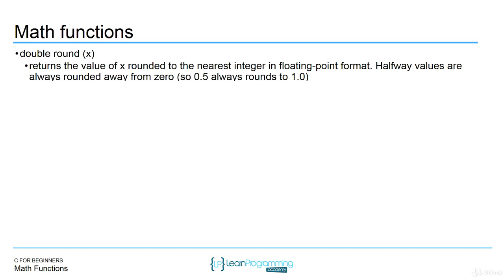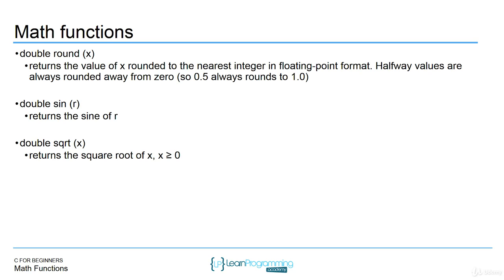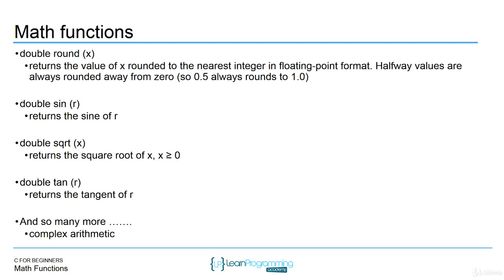Other functions, round. This will round a number to the nearest integer in floating point format. Halfway values are always rounded away from 0, so 0.5 would be rounded to 1.0. sin returns the sine of a number. sqrt will return the square root of a number. Pretty useful. It returns a double. tan will return the tangent of a number.